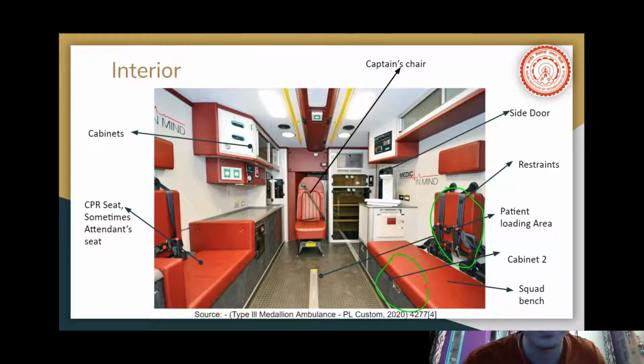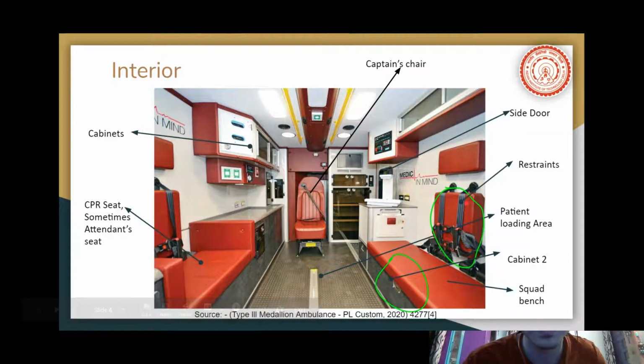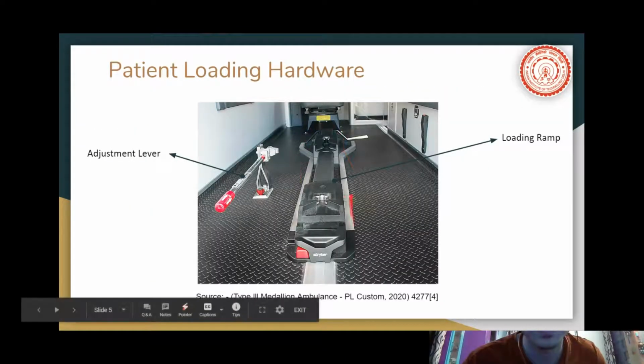Here we go into a real life picture of the ambulance, the same ambulance's back, of which we saw the layout. So the seating arrangement: the captain's chair, the CPR seat, the squad bench. Here are the restraints that the people sitting here need to put on. The side door is here, and here's the patient loading area. Now something missing in this photo is the equipment used for patient loading, which can be seen here.